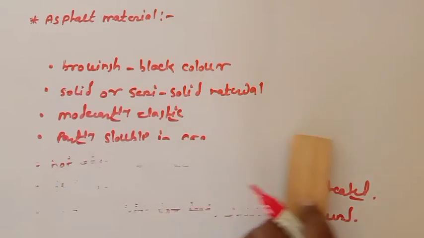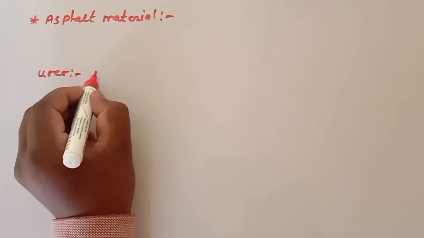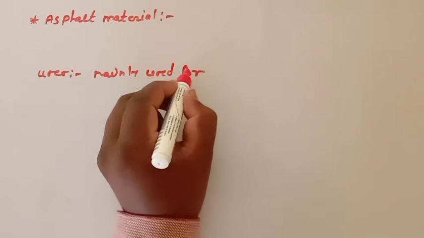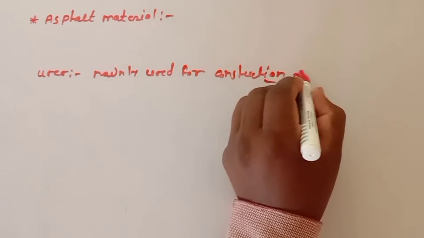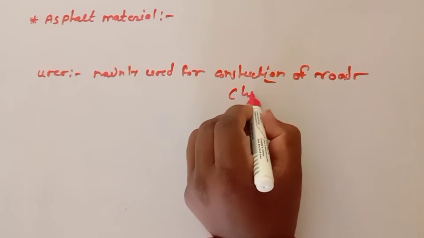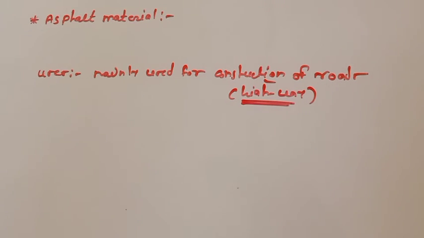Let's discuss some uses of this asphalt material, where it is used. This material is mainly used for construction of roads, construction of highways. If you consider its uses, it is mainly used for construction of roads such as highways.